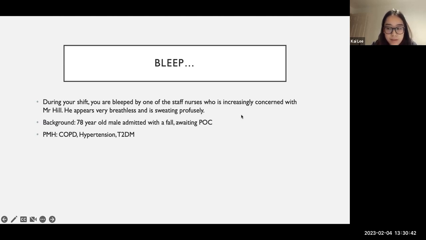His past medical history includes COPD, and he also has a background of hypertension and type 2 diabetes. So in terms of assessing this patient, now walking into the room, can everybody just contribute in terms of what you'd like to do right now? So we'd like to start with A to E.